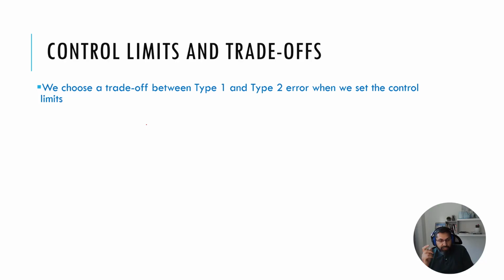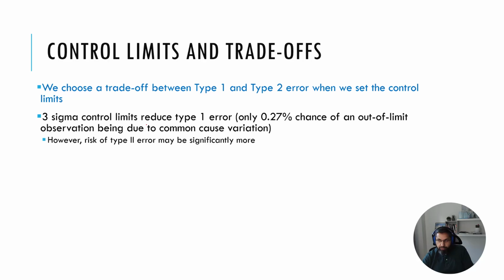When you set your control limits, you're picking a trade-off between type 1 and type 2 error. 3 sigma control limits are going to reduce type 1 error because the limits are wide. There's a very small chance you're going to have a false positive. If you have 3 sigma limits and the control chart says something is up, almost always something will be up. There's a very tiny chance of a false positive, only a 0.27% chance of an out of limit observation being due to common cause variation.